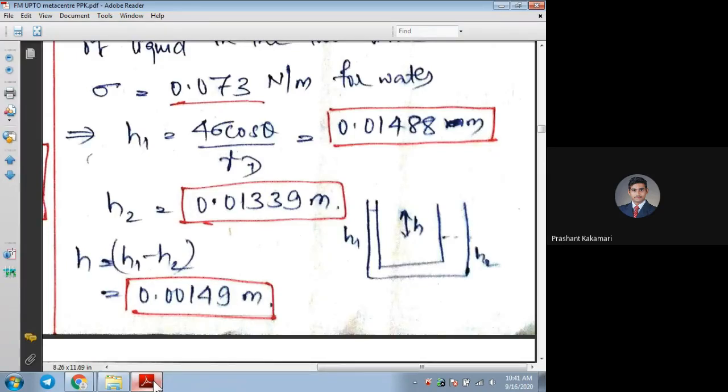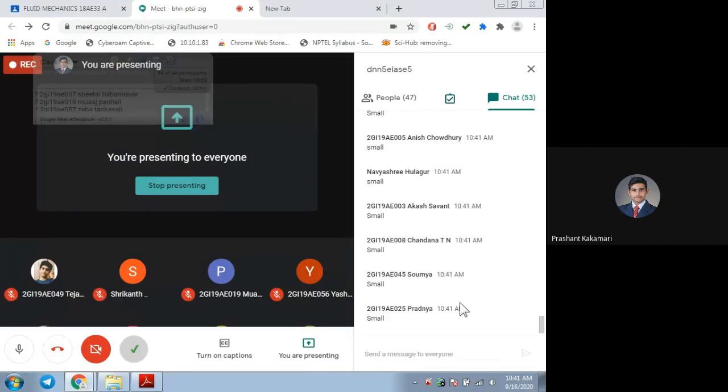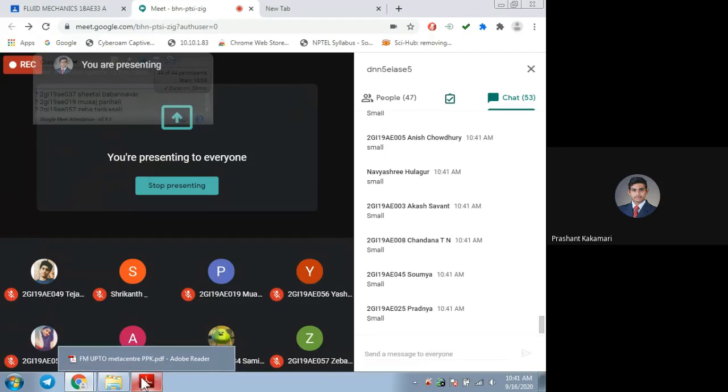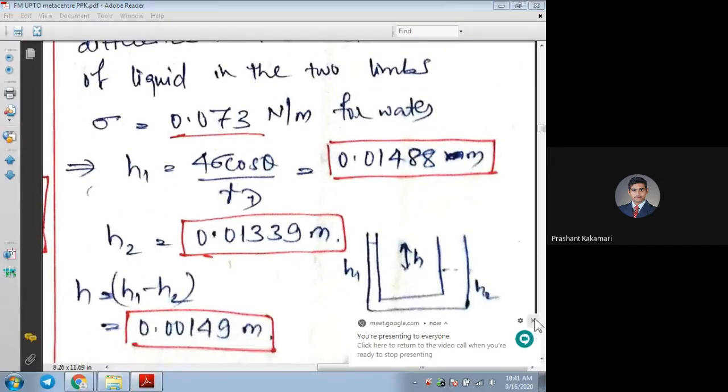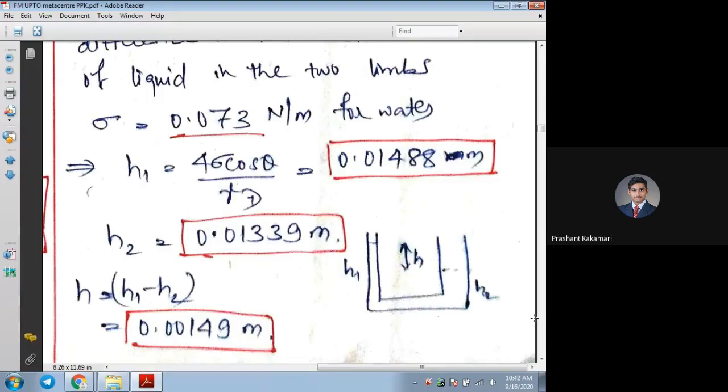So in which pipe is the rise more, the small diameter or the larger diameter? The rise of water is more in the smaller diameter pipe. That is shown in the sketch here. Once you take the difference, all of you can note down, the difference between H1 and H2 is 0.00149 meters. That is the effective rise in capillary action. By changing the diameter, the capillary rise also changes. It is inversely proportional. If the diameter of the pipe is small, the rise of the liquid is more.